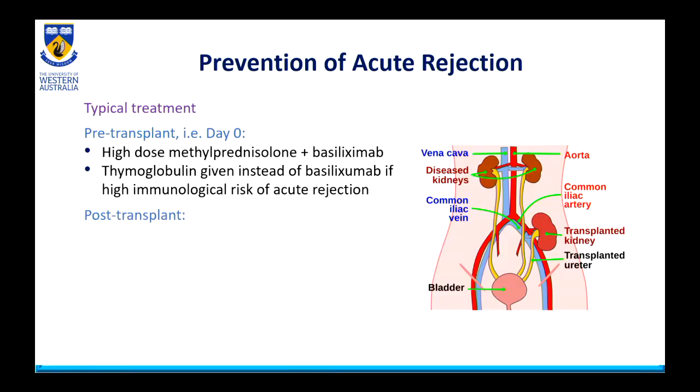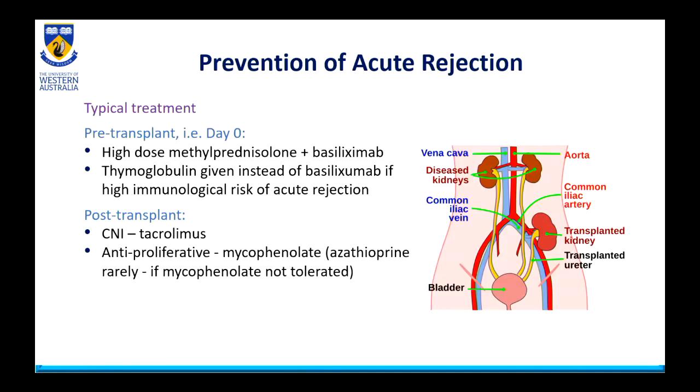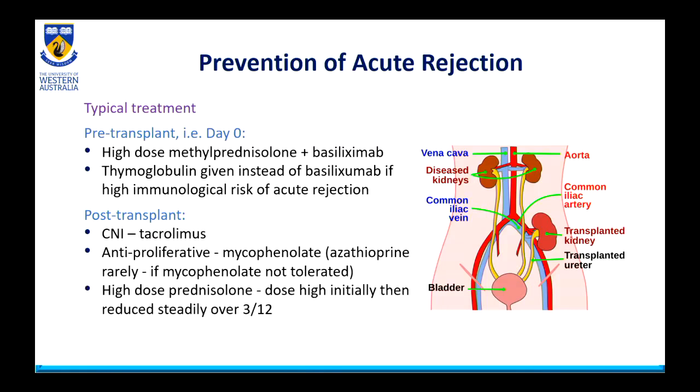So post-transplant, they then give you the calcineurin inhibitor, tacrolimus. They give you an anti-proliferative, such as mycophenolate. They can give azathioprine, but they don't do it very often. It's only if you can't tolerate mycophenolate. And you give high-dose prednisolone. The dose is initially really high, and then it's lowered over the next 3 months. And then at day 4, they give a second dose of basiliximab.